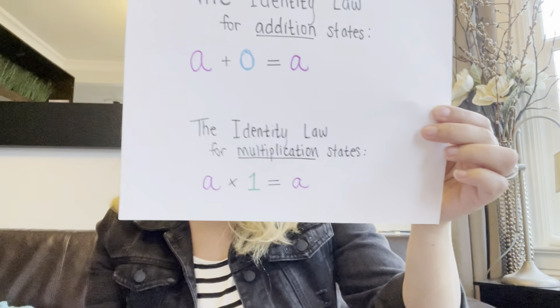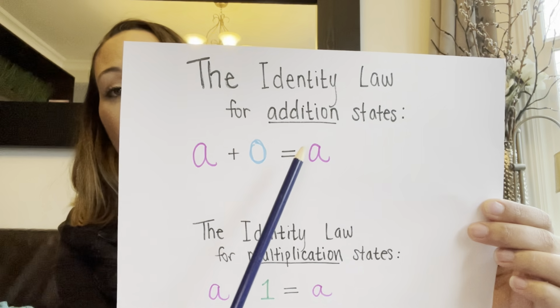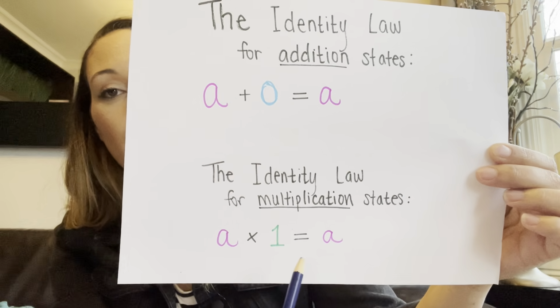This week we are learning the identity law for addition and for multiplication. And it states that for addition, a plus 0 equals a, and for multiplication, a times 1 equals a.